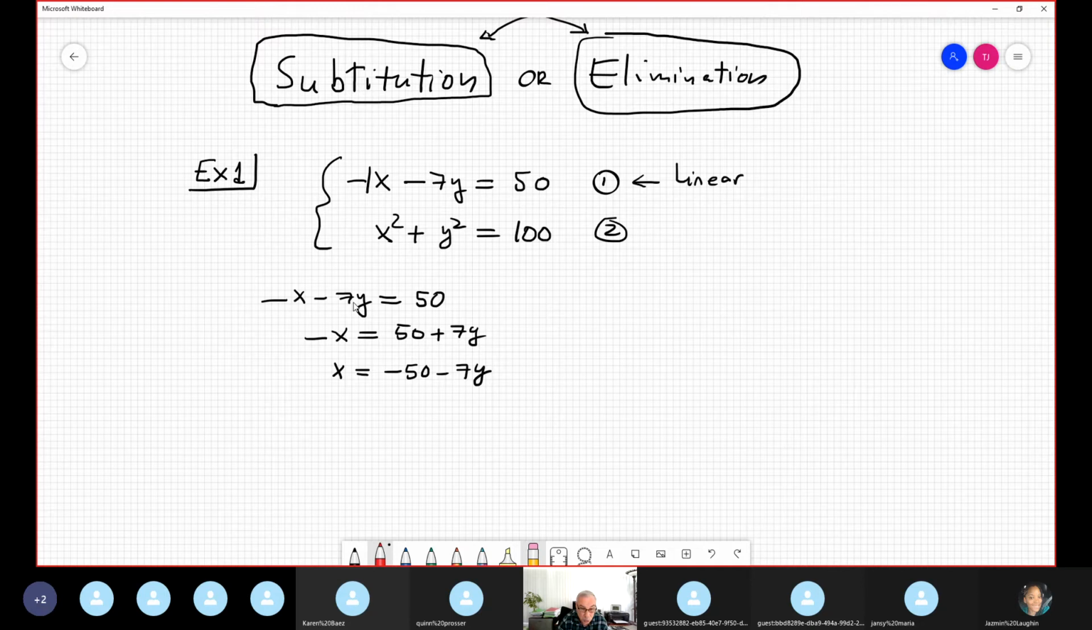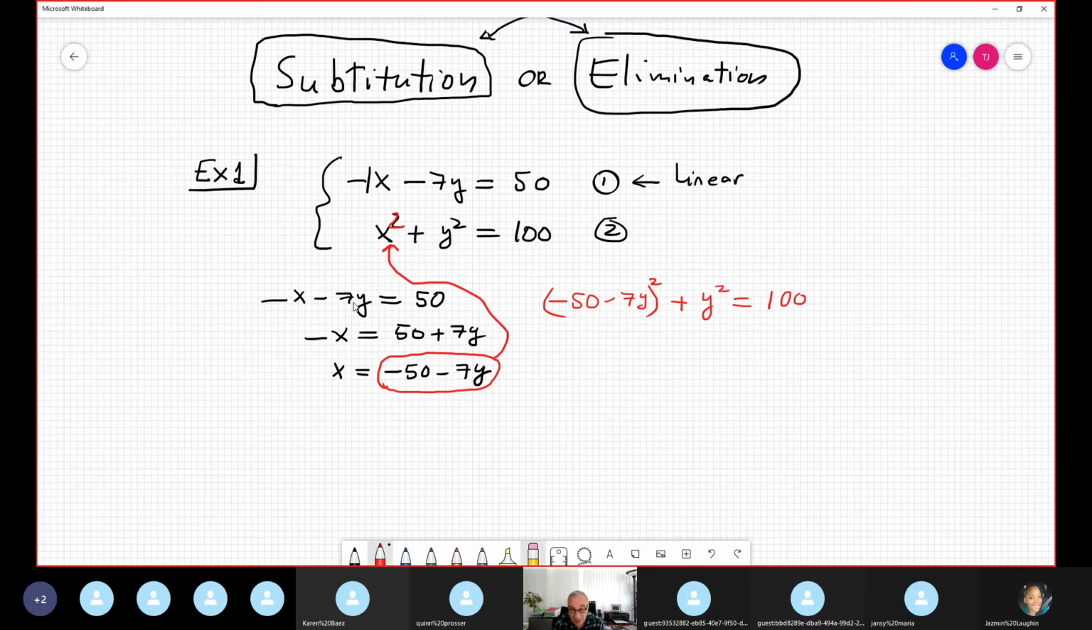And now, substitution: replace this expression where? Here, I suppose. And replace x with this expression. So it says (minus 50 minus 7y) squared, plus y squared equal 100. Okay, so at this moment I have one polynomial equation, of course, but it contains only one variable. So I suppose it's easier.